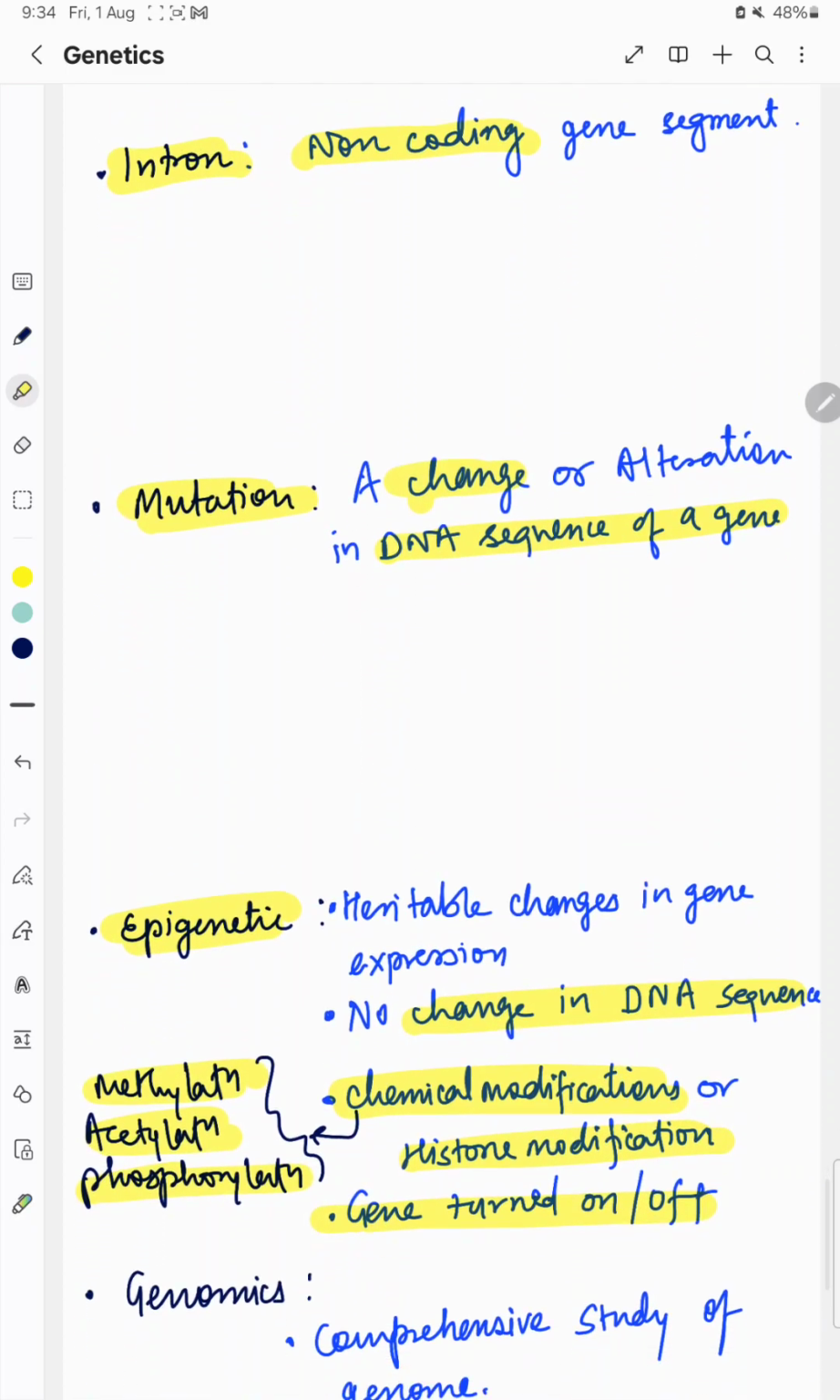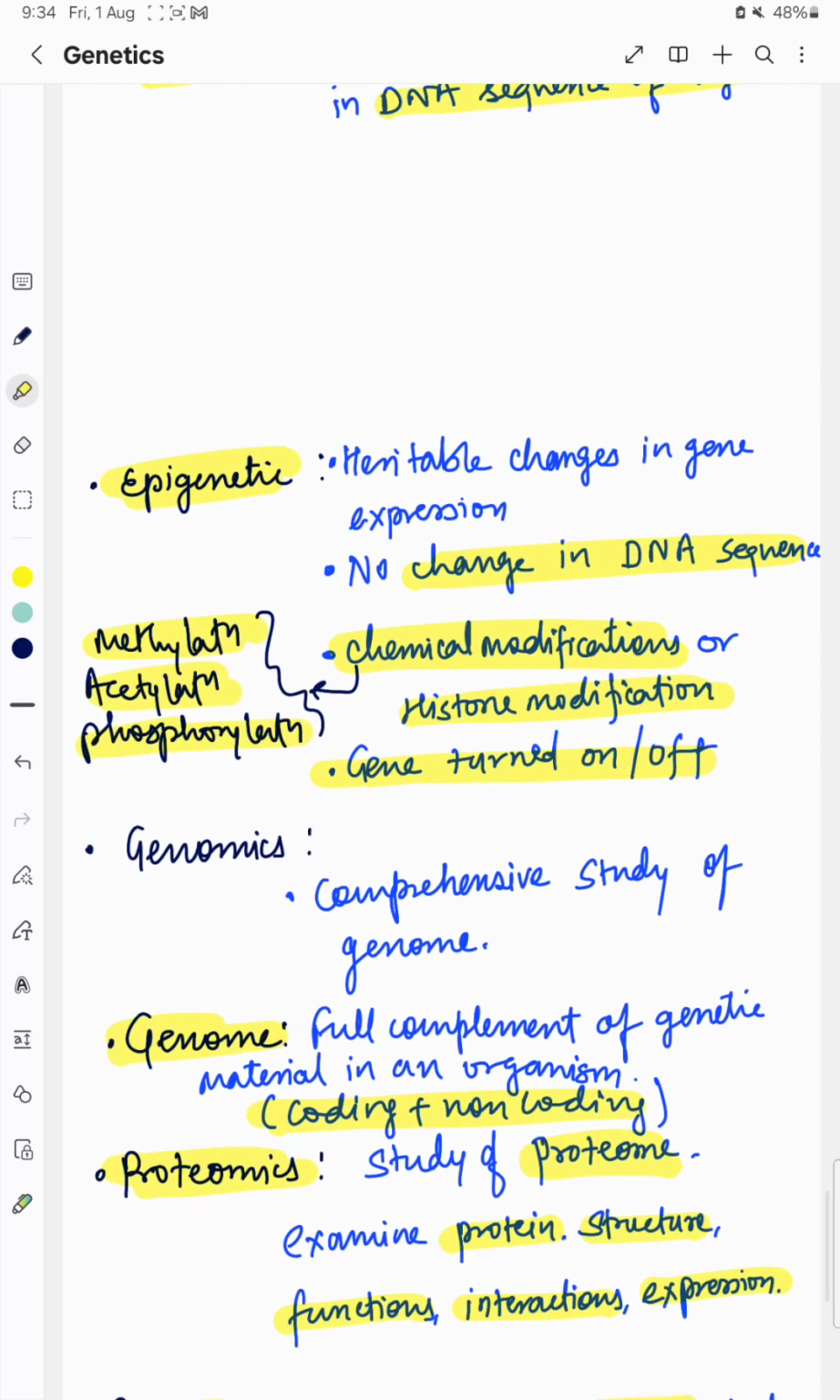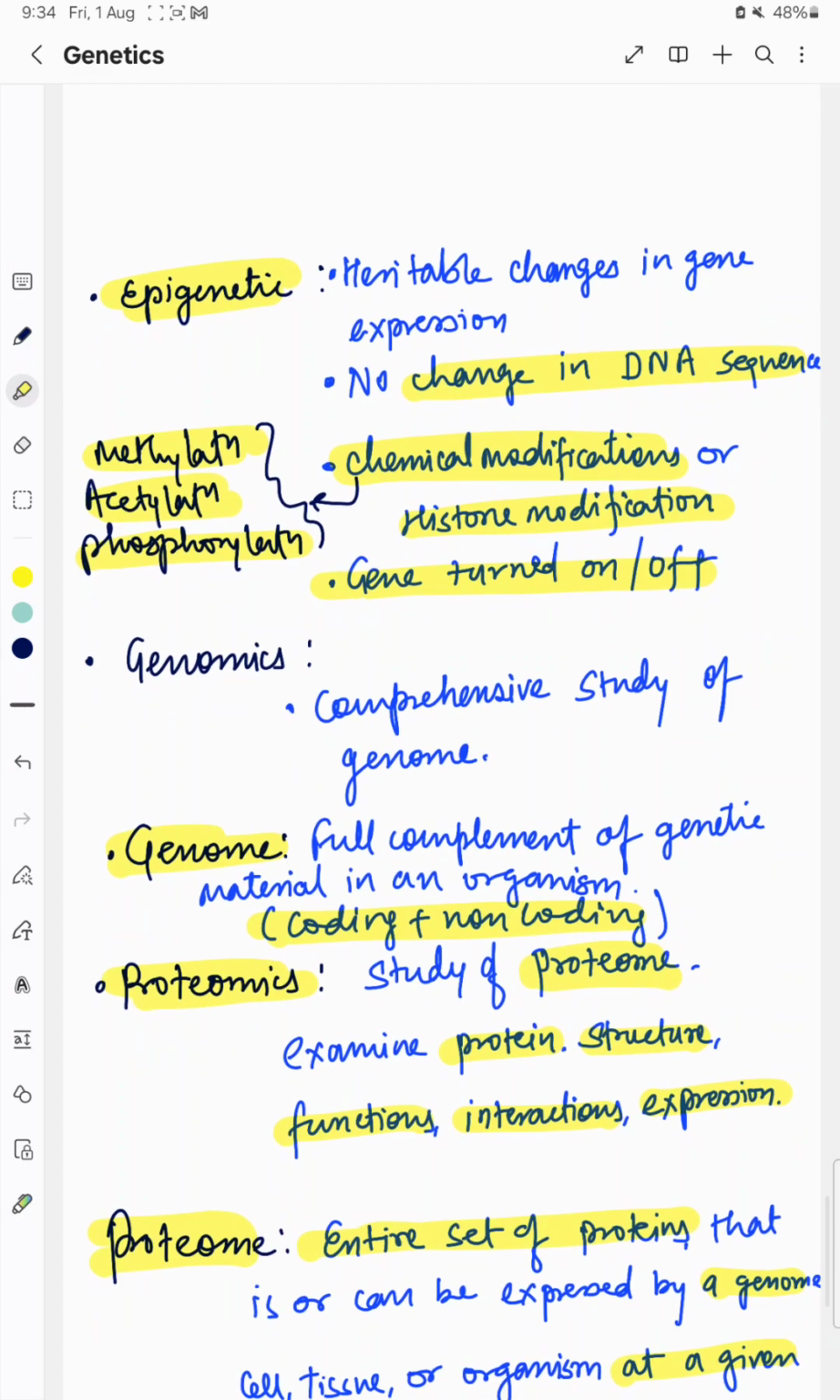Now we will see about mutation. What does mutation actually mean? It is a permanent change or alteration in the DNA sequence of a gene. And epigenetics, what is epigenetics? As the name suggests, above the genetics. These are heritable changes in gene expression without changes in the DNA sequence. They can be driven by chemical modification or histone modification and result in the gene turning off or turning on. The chemical modifications seen in epigenetics are methylation, acetylation and phosphorylation.